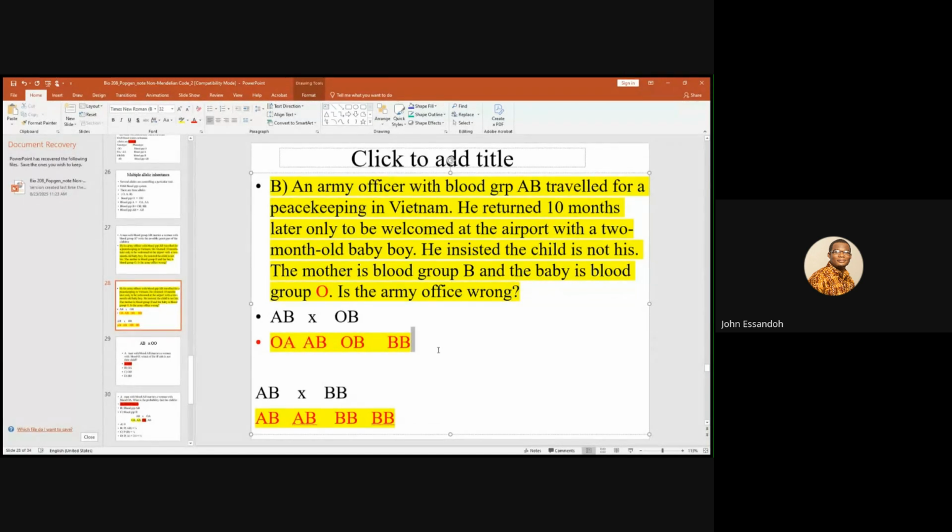Because for it to become blood group O, you need to get O from both parents. For you to become blood group O, you need to inherit it. I am blood group O, which means that I had an O allele from mom and an O allele from dad, and that is why I'm blood group O.